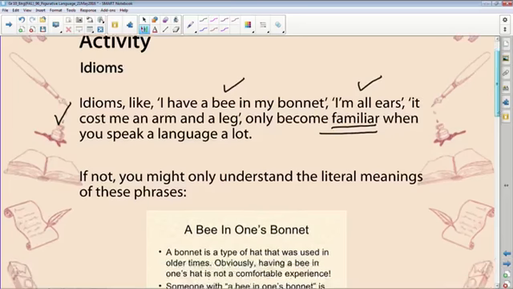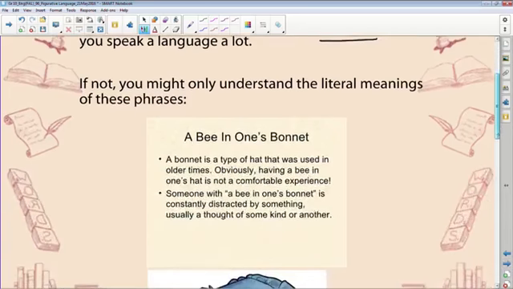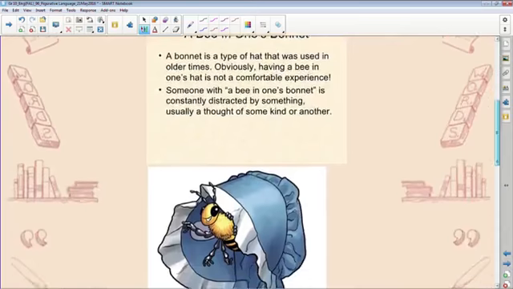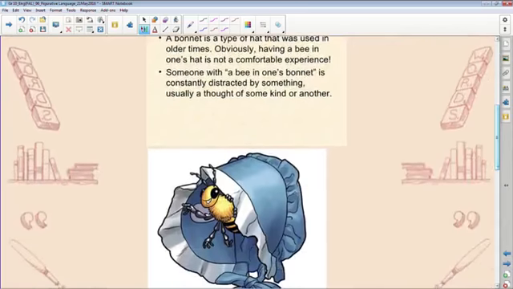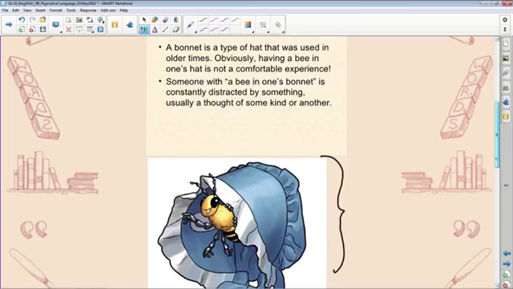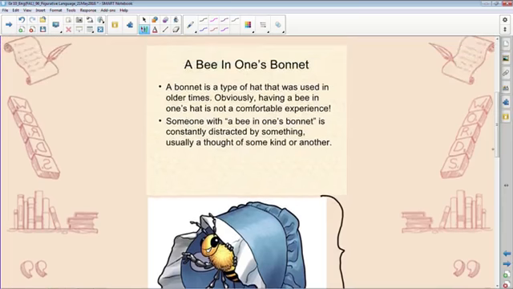Well, let's have a look here. A bee in one's bonnet. Literally, this is what it looks like. So I've got a bee in my bonnet. This is the bonnet, this is the bee. But we're not meant to use it literally. And this gives a nice explanation of how this idiom works.